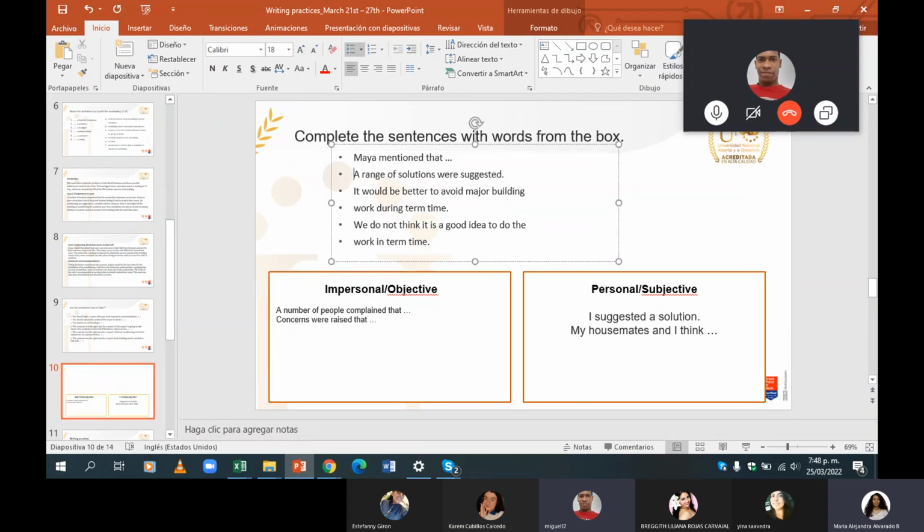Here we have two. Maya mentioned. Impersonal objective. Impersonal, that is in third person. Let's clarify something, guys. Keep in mind, when it's personal, it's when you see a subject, a personal pronoun. That is personal. Yeah, very good.